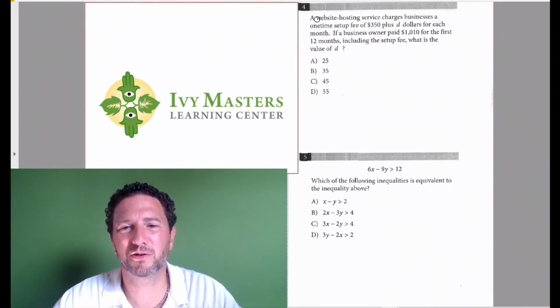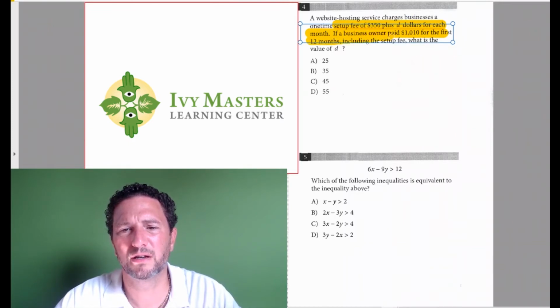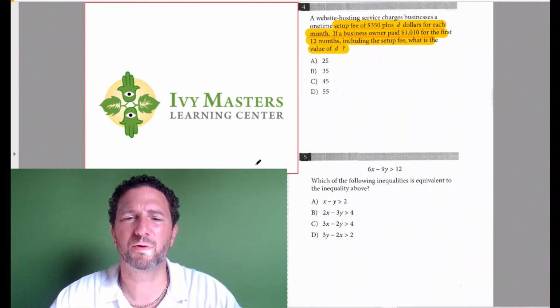Web hosting service charges businesses a one-time setup fee of $350 plus D dollars for each month. If the business owner paid $1,010 for the first 12 months, including the setup fee, what is the value of D? So, what do we have here?